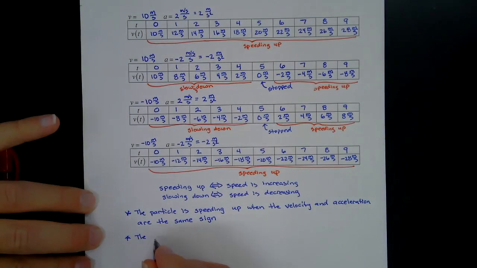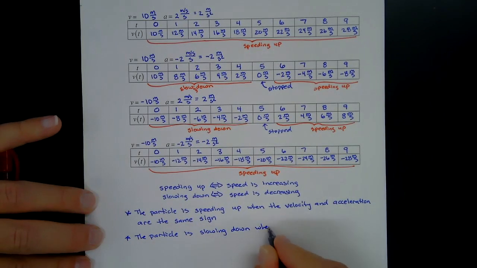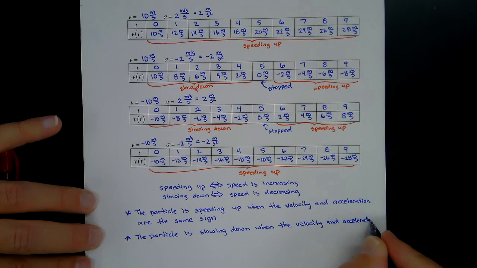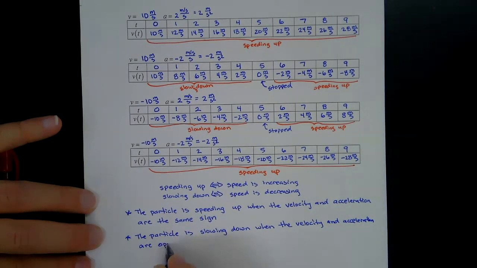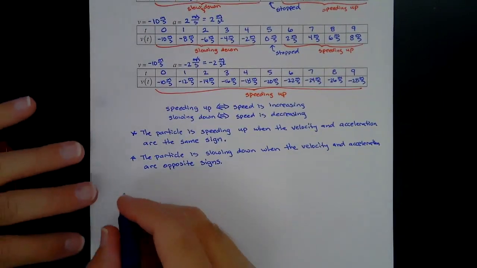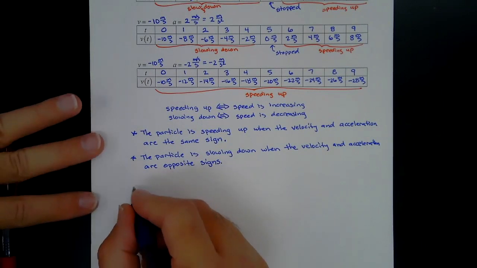So the particle is slowing down when the velocity and acceleration are opposite signs. Okay, a few more things that you need to know. When you have positive velocity, that means you're moving to the right or you're moving up. So I'm going to slide this up a little bit. All of these are going to be important, okay?